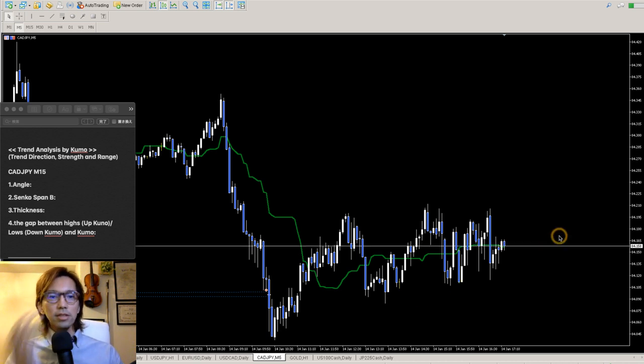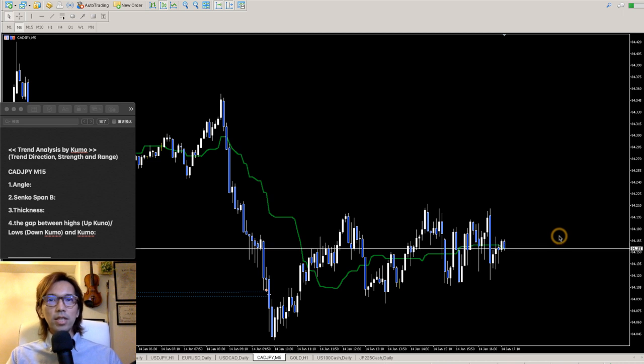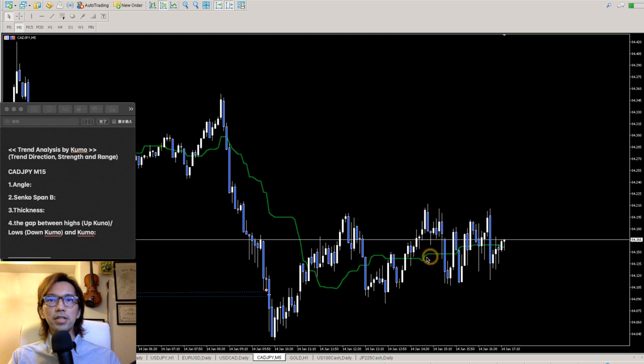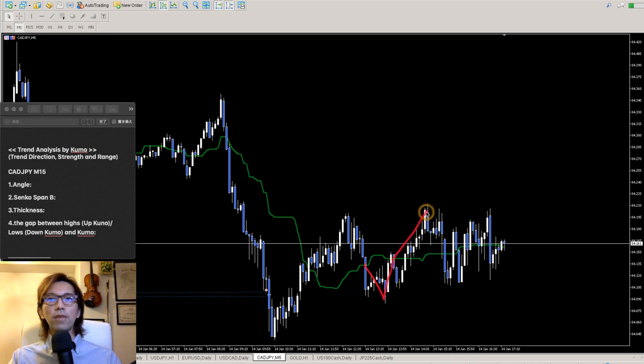Right, and Kijun means standard or base in Japanese. So Kijun Sen basically shows you the base price line when it's in the range. So that means it's the mid price of the range. Kijun Sen shows the mid price of the range. So when it's a range, it works as the mid price. Right, as you can see here clearly, the market goes up and down away from this Kijun Sen. So that means if it goes away, it always comes back to Kijun Sen, and if it goes away, it again comes back to Kijun Sen, right, like that.